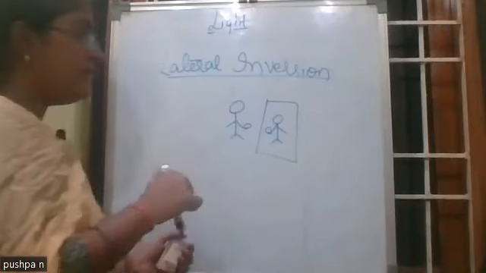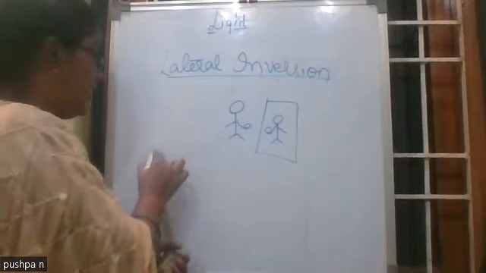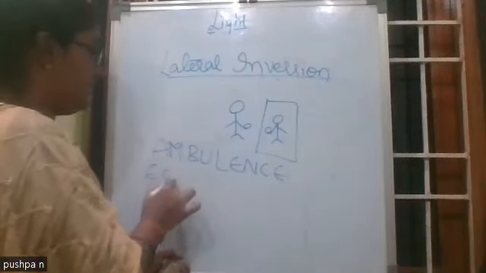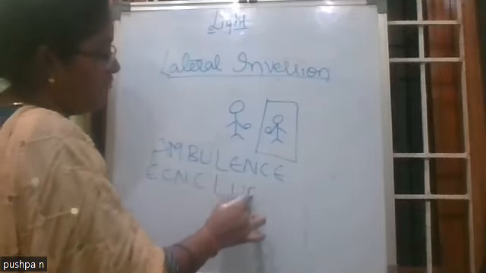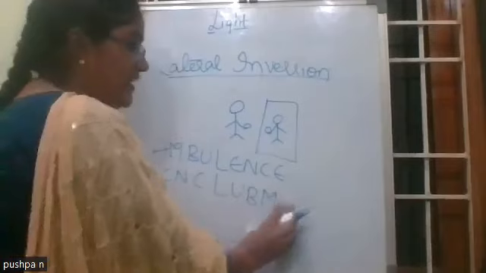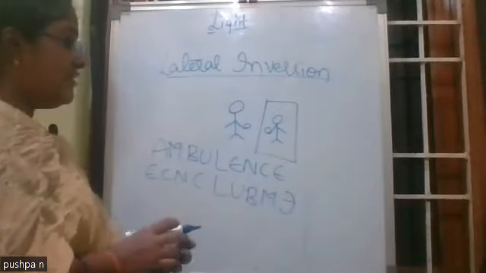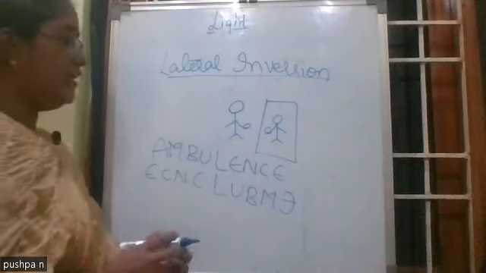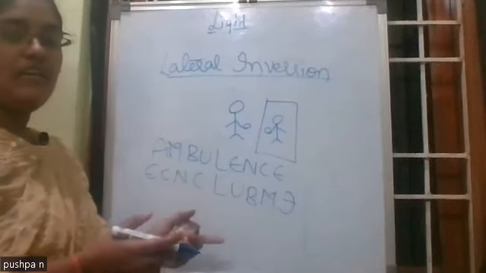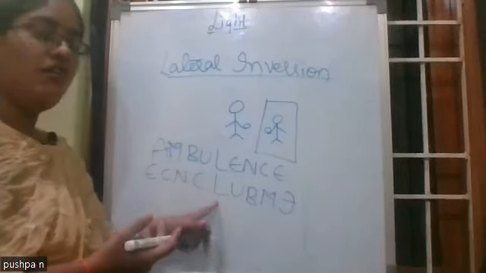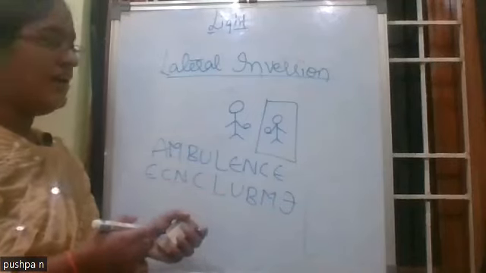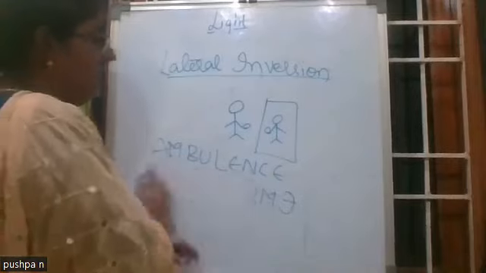Why? If you see an ambulance's name, it should be written like this, no? But it is written like this. It will be reversed. These letters also will be reversed. Why is it reversed? The viewer in front of the vehicle sees it in the rear view mirror. Due to the lateral inversion, it will appear correct in the rear view mirror. For that only, it is written like that.